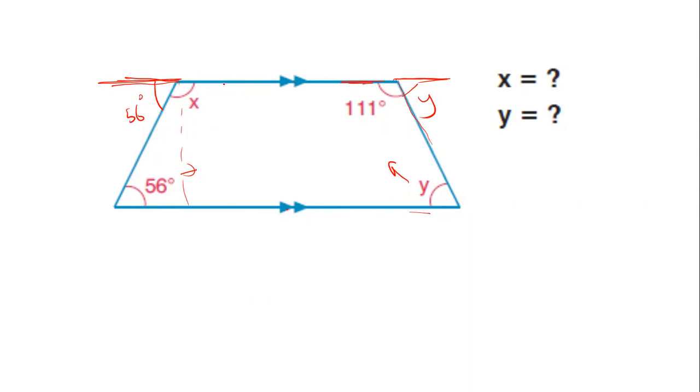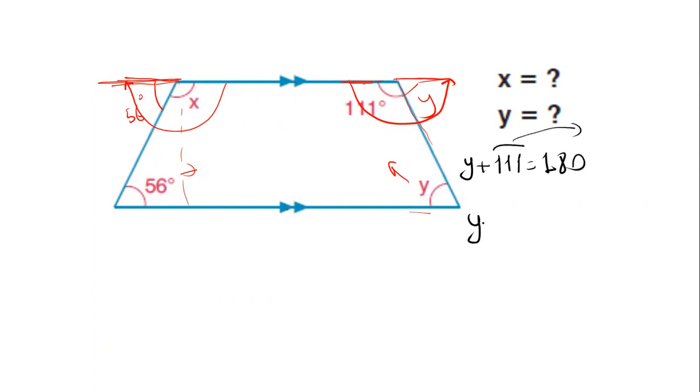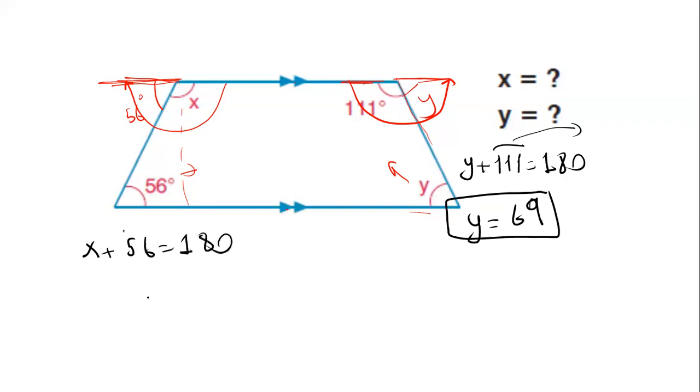And then what I do from here to there is going to be 180, and here to there is going to be 180. So that will give me y plus 111 equals 180, and then you leave the unknown alone, moving this to the other side as subtraction, and y is going to be 69 degrees. And you do the same thing for this one too. X plus 56 equals 180, and then you take this to the other side as subtraction. X is going to be 180 minus 56, 124.